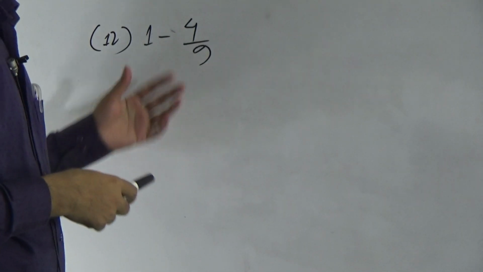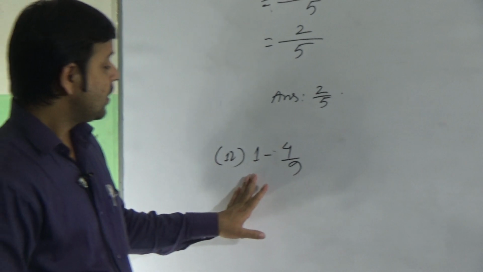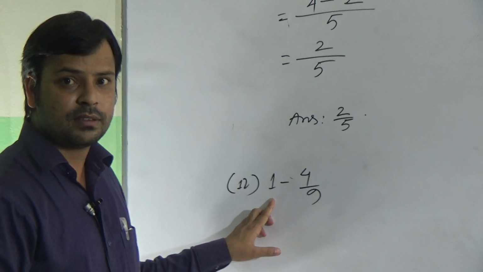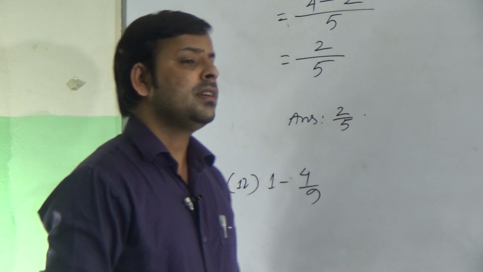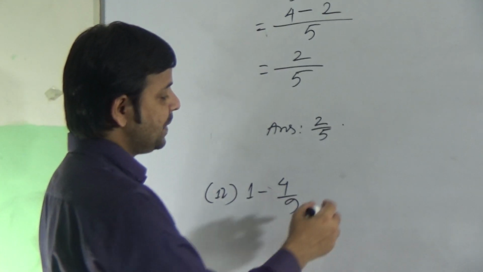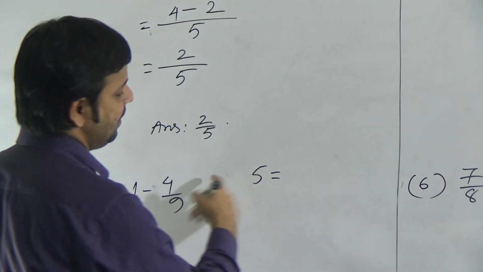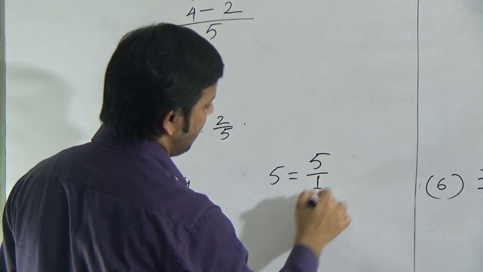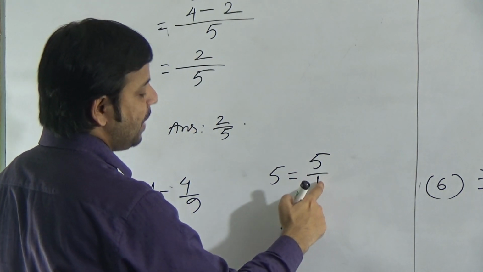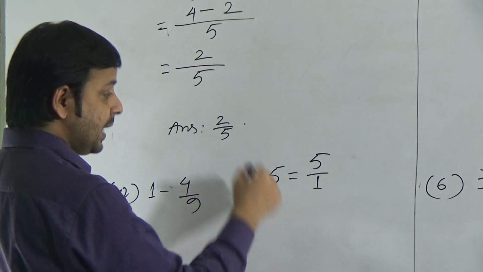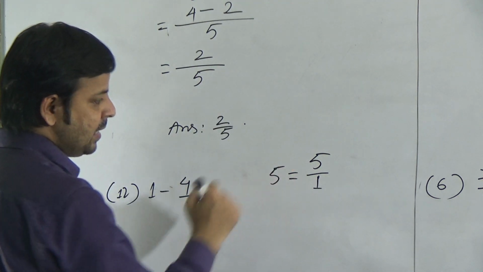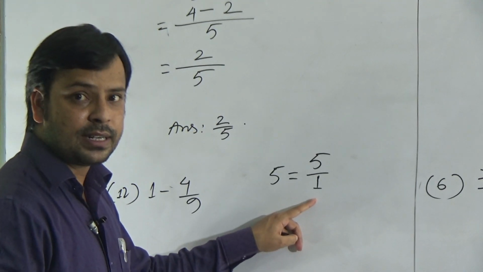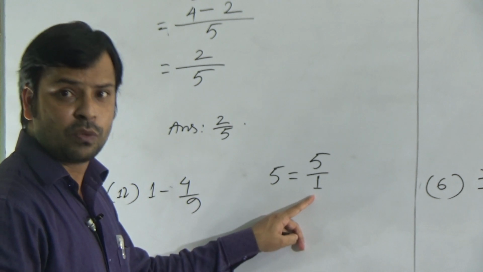Dear students, in the second question, notice that first one is not a fraction. This is 1. Dear students, any number can be expressed as a fraction. Suppose 5 is a number. 5 can be expressed as a fraction whose denominator is 1. This means 5 by 1. As if we divide 5 by 1, we will get the quotient 5. So we can write any number as a fraction of denominator 1.